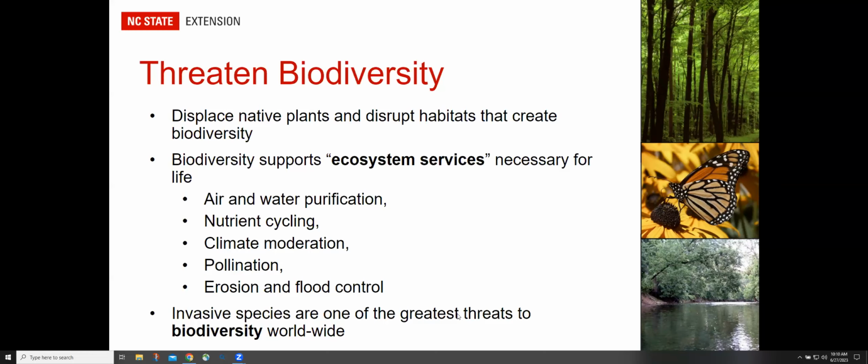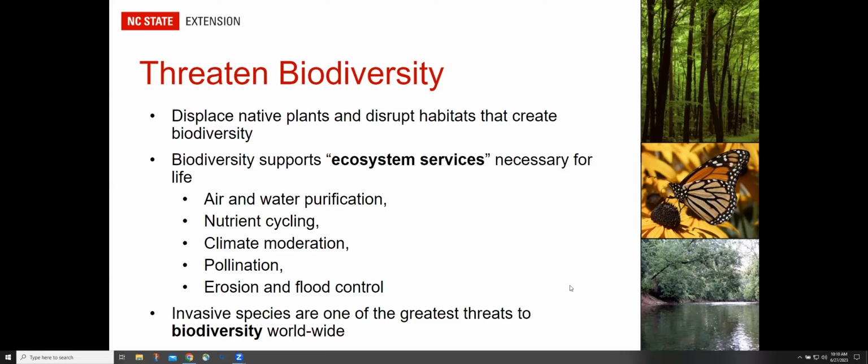We as gardeners often think a lot about erosion and flood control. Some of these any plants can provide, but definitely when we have greater biodiversity, we have better ecosystem services and more resilient ecosystem services. And some of them, such as pollination, are particularly sensitive to the types of plants that are in a region. And invasive species are one of the greatest threats to biodiversity throughout the world. So it is a serious topic that gets a lot of attention and a lot of effort goes into monitoring for invasive species and controlling them, trying to prevent them from getting into areas.